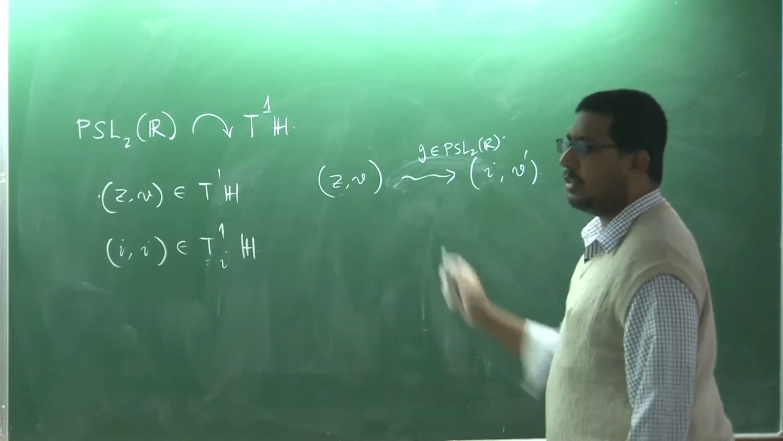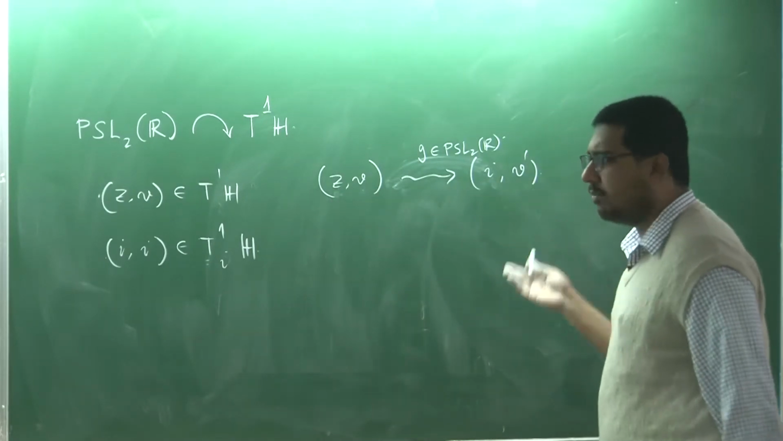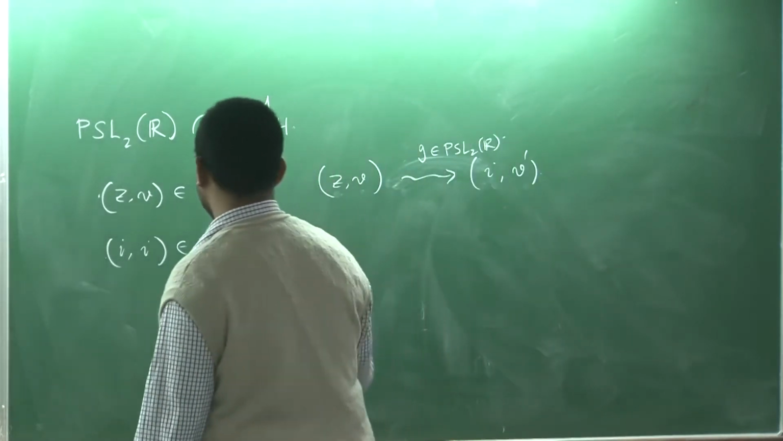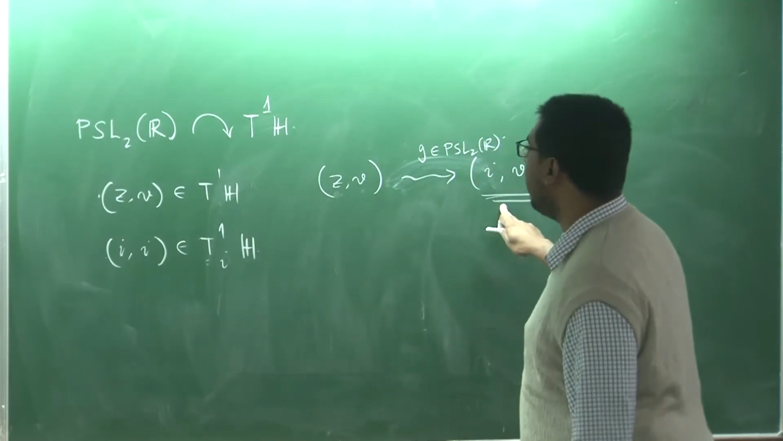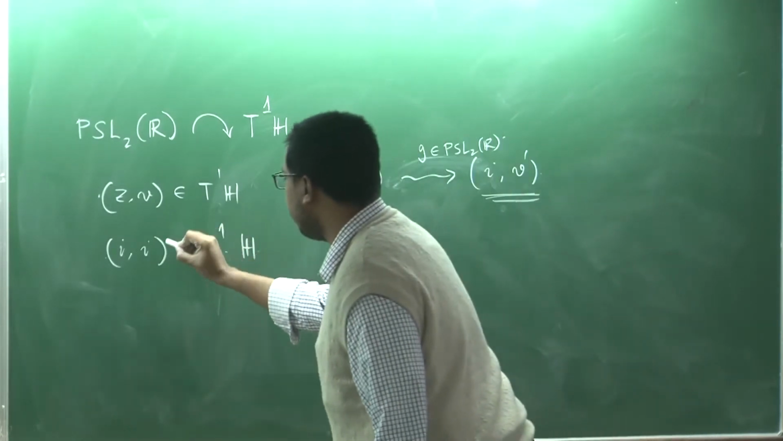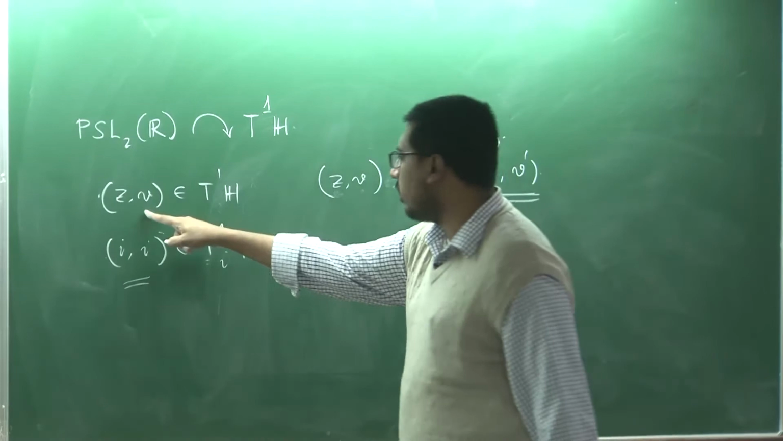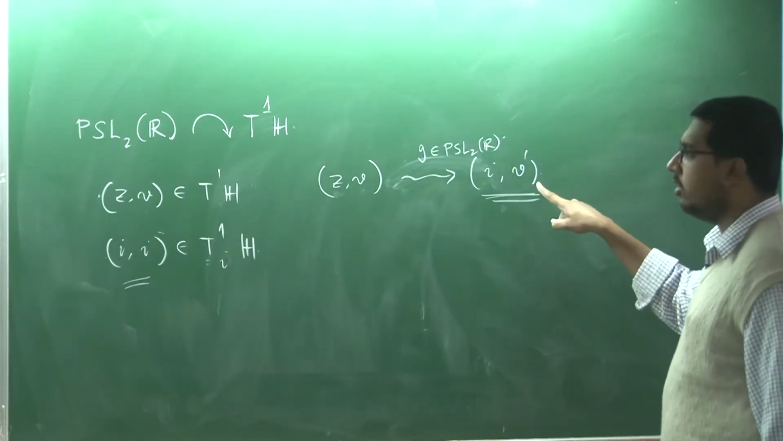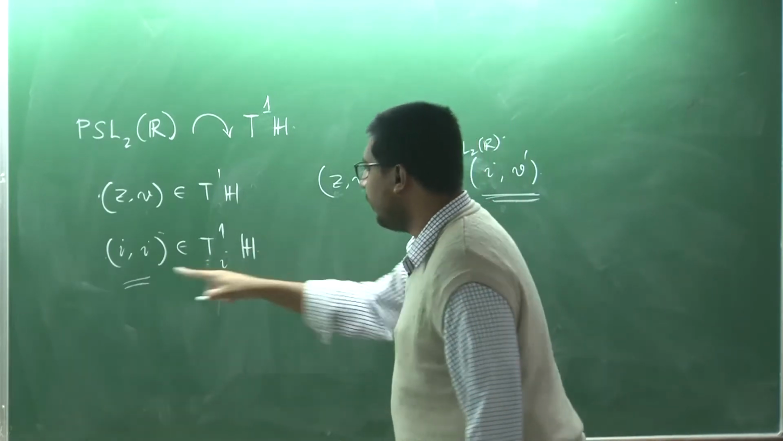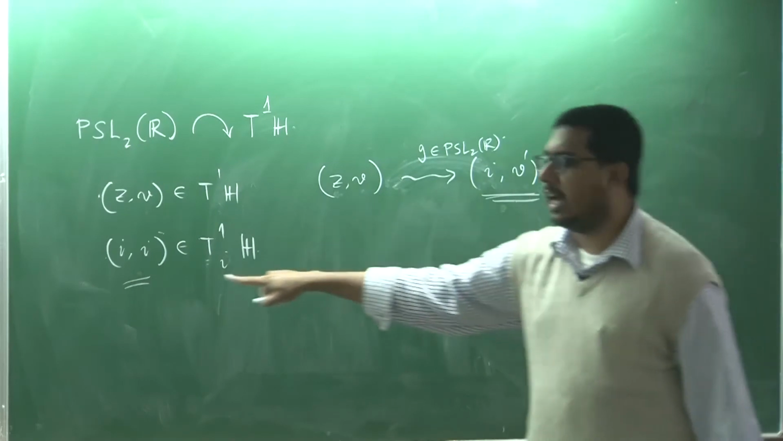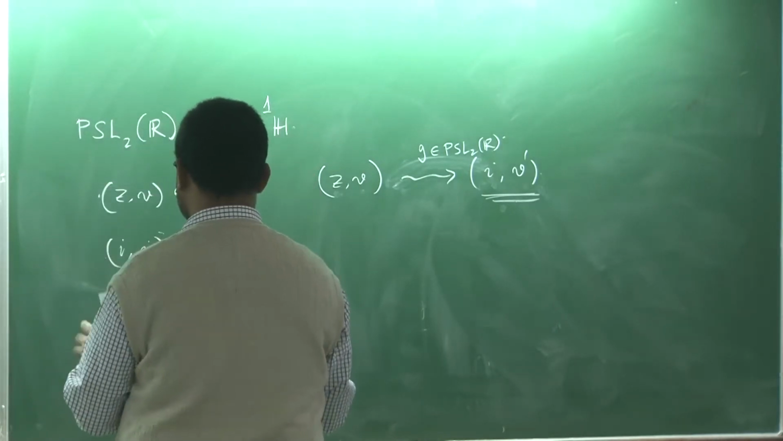So if we act by that element, then of course this base point changes to this, and this changes to something which is denoted by V prime. Thus, if we can show that every vector in the unit tangent bundle of this form can be reached from this (i, i), then it will be done, because any (z, v) can be sent to a point in the unit tangent bundle of this form. If you can show that any point of this form can be reached from this (i, i), then it will be done. So therefore, which we will do now.